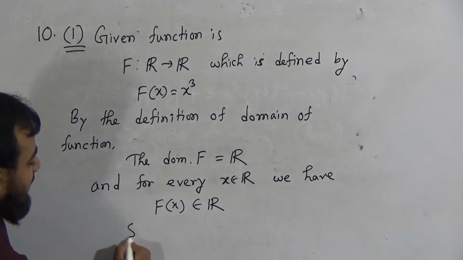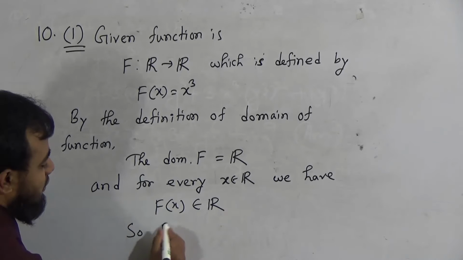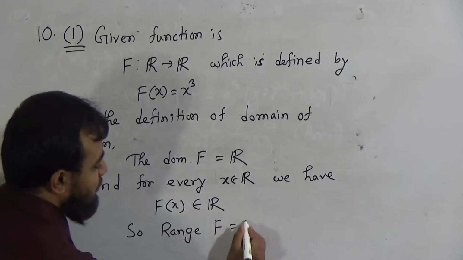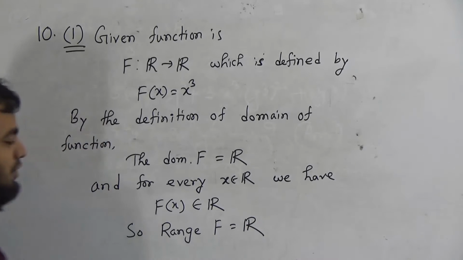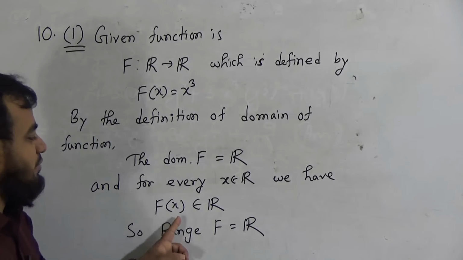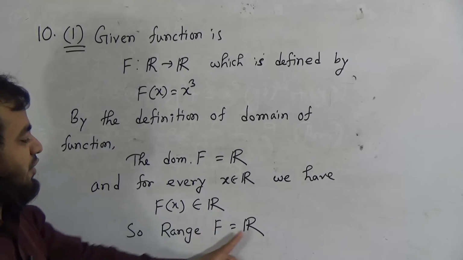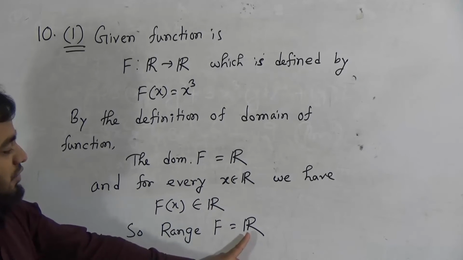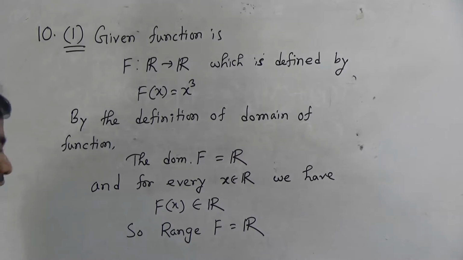So we can say that the range of the function f is equal to R, because all the values of f of x belong to R. That is why our range of f equal to R. So dom f equal to R and the range of f is also equal to R. I hope you have understood.